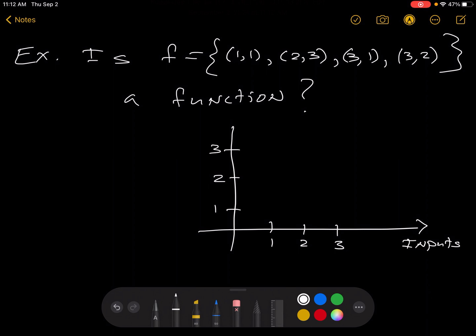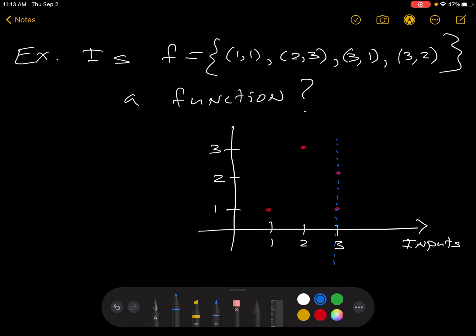All right, so the first ordered pair is 1, 1. I'll draw the ordered pairs in red. We have 1, 1. We have 2, 3. And we have 3, 1, and 3, 2. So does this graph pass the vertical line test? No. It is possible to draw a vertical line somewhere that crosses through the graph more than once. That happens right there.